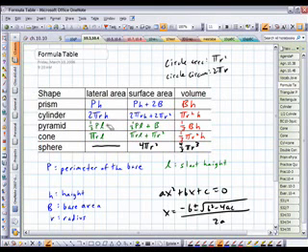Now, as far as surface area, pyramids have one base as opposed to prisms, which have a top and a bottom. So to get the surface area, you do the lateral area, 1/2 PL, plus the one base.